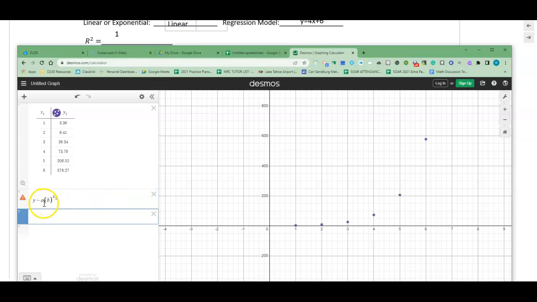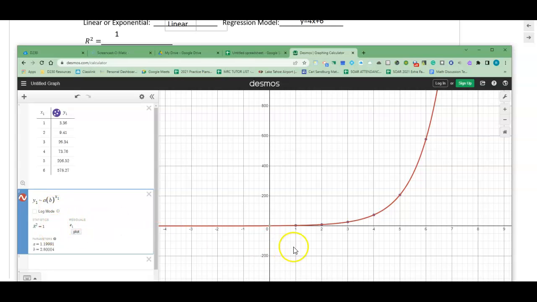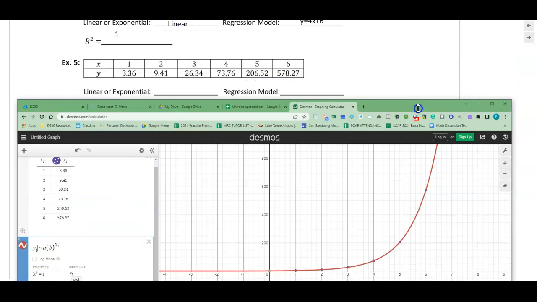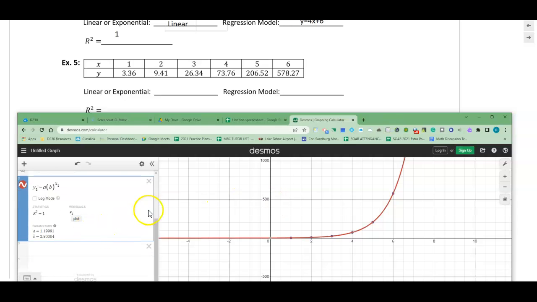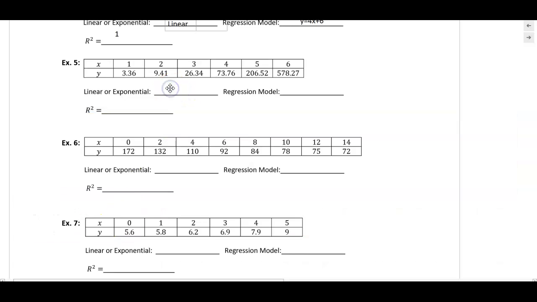Oh, it's y1. I forgot the 1 with the y. And if I look at that, there is an exponential function, and it actually goes through every single point, which is why your r squared value is 1. So I know right away from this that this is exponential, and it would be growth.